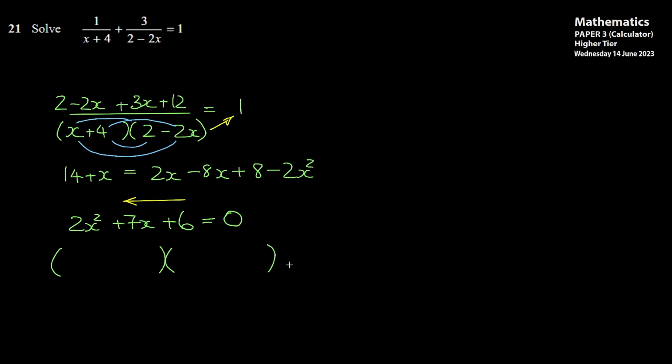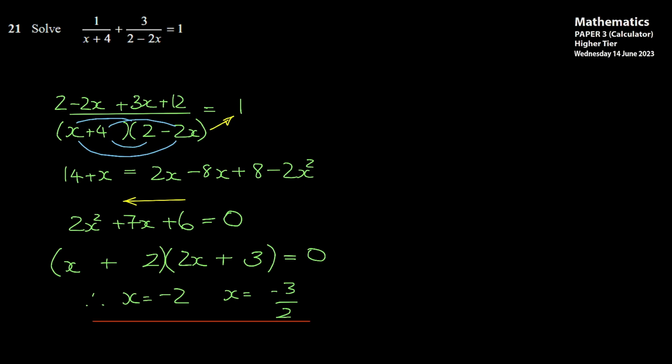And this, after a bit of thought, the 6 is going to be 2 times 3, almost certainly. And if we put the 2x here and the x here, you'll see that we'll generate 4x here and 3x there, which will be 7. These, of course, are both positive. So therefore, I get x is equal to negative 2, or x is equal to negative 3 over 2. And those are your two answers.